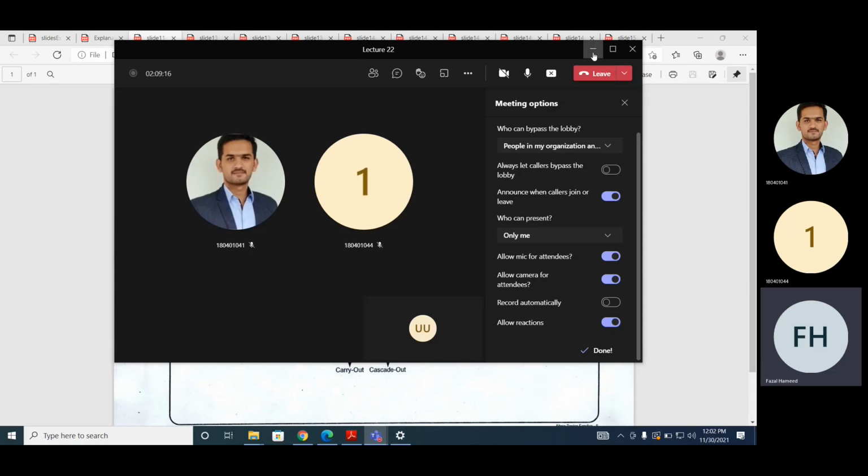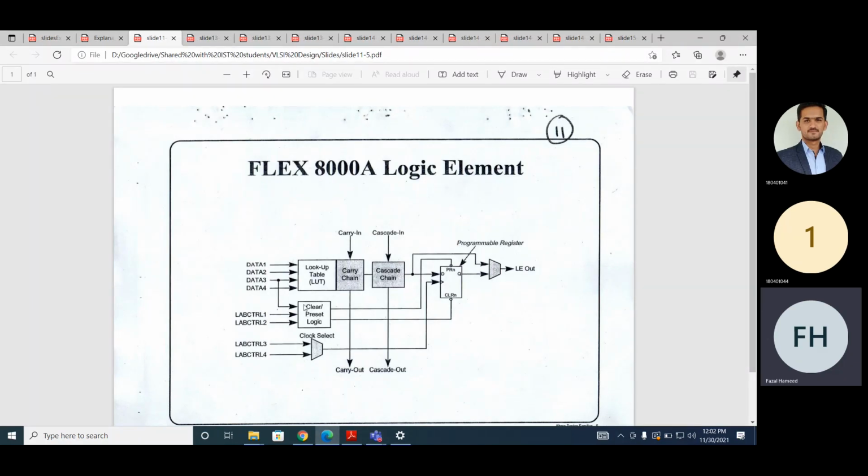Okay, so now we will study another feature of the Xilinx Flex 800A logic element that is called the cascade in feature. We have already studied the carry in feature of the Flex 800A logic element. If you look at this logic element, it will be used to implement any combinational or sequential function of four inputs, maximum four inputs.